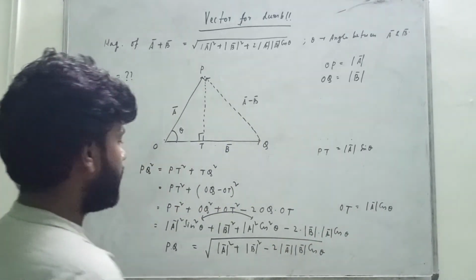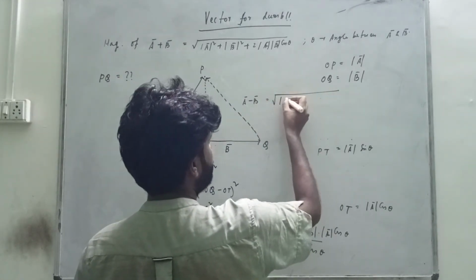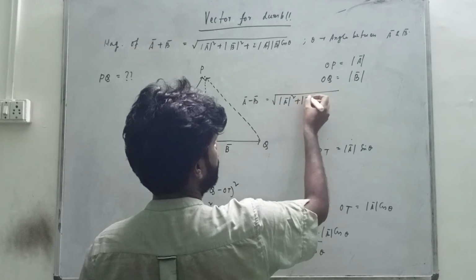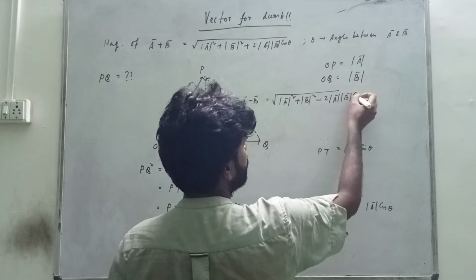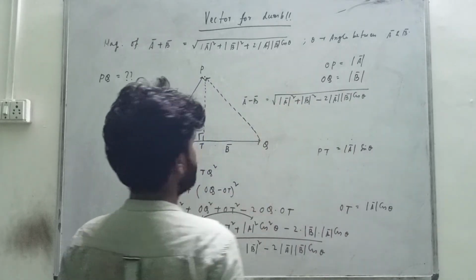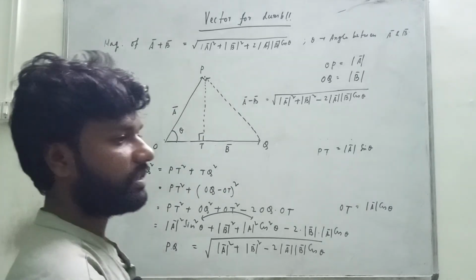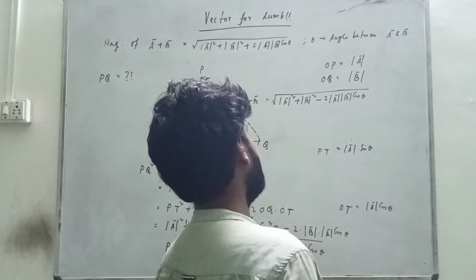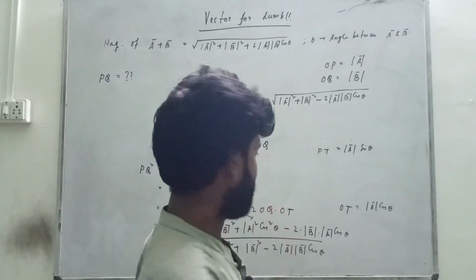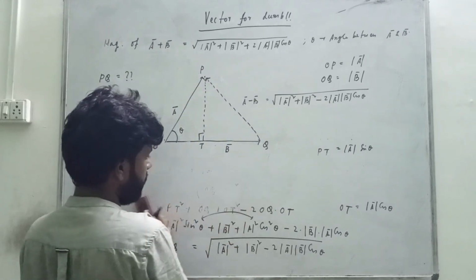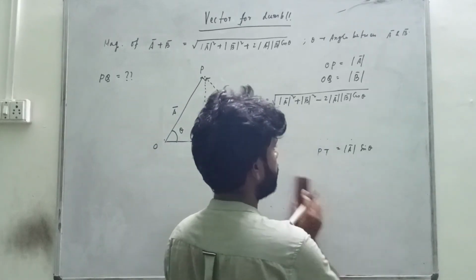So the length of A minus B is equal to the square root of modulus of A squared plus modulus of B squared minus 2AB cos theta. The theta means the angle between A and B. If the angle between A and B is theta, then obviously the length of A minus B equals this thing, right? These are very crucial results, the length of this thing.